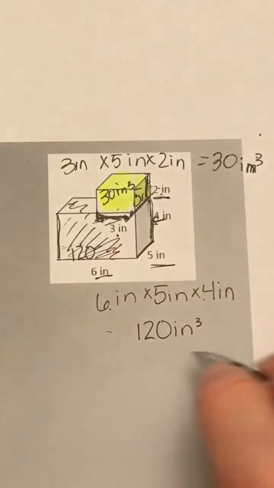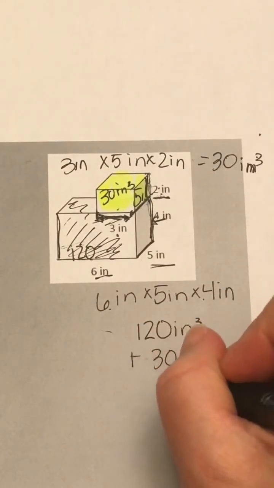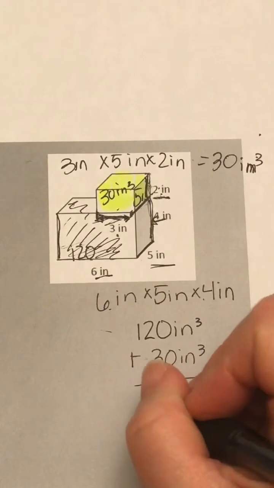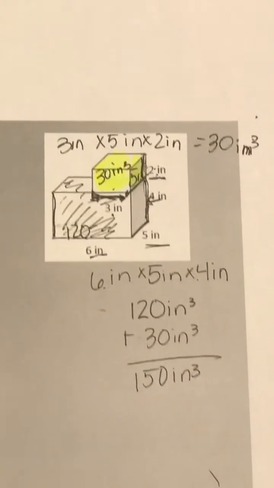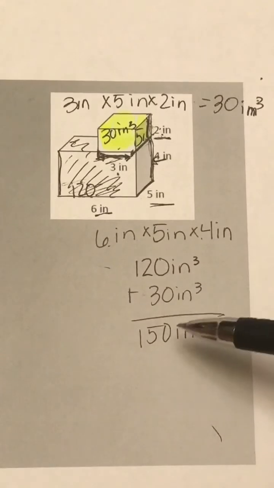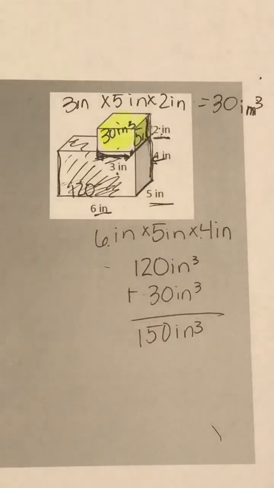All right, I take my 120 from my bottom structure and I add my top structure to it. And I end up with 150 cubic inches. So that would be my answer for this structure.